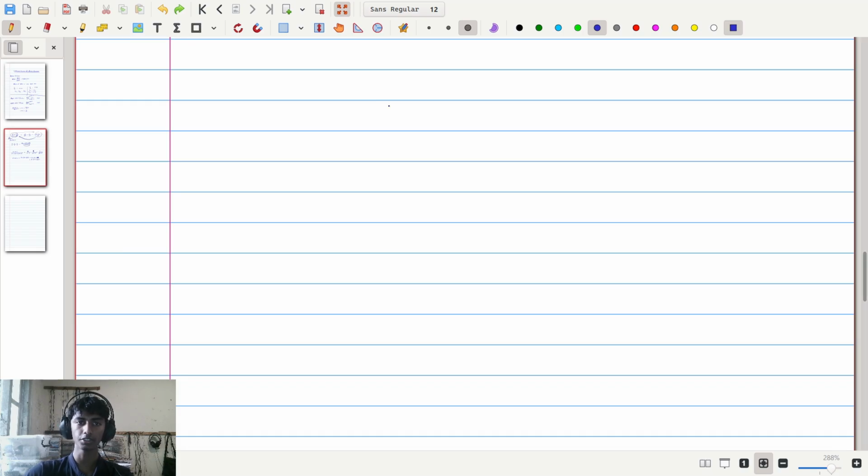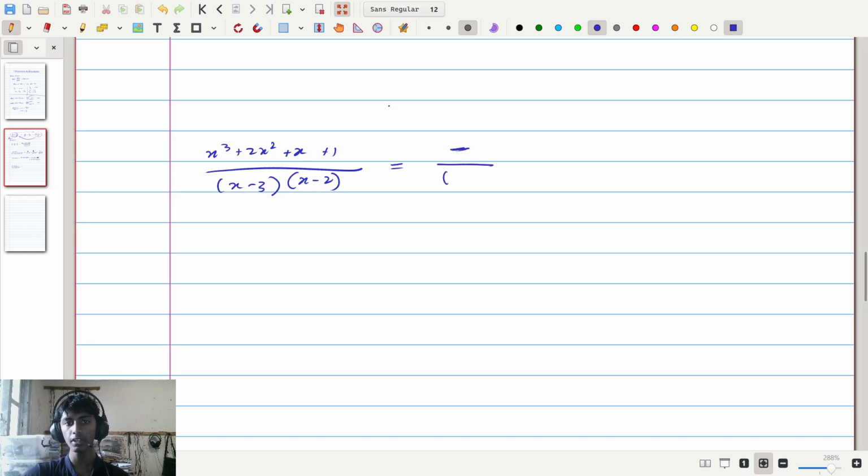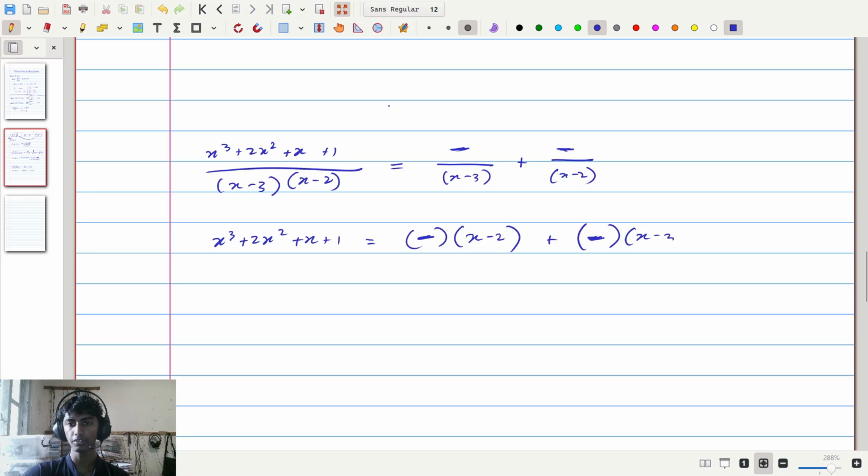Let's take a look at the improper rational function x cubed plus 2x squared plus x plus 1 divided by, let's say, x minus 3 and x minus 2. Considering this case, if this is equivalent to something divided by x minus 3 plus some other thing divided by x minus 2, we would then have something up here and something up here, and when we multiply the whole thing on the left by x minus 3 times x minus 2 and the right side also by x minus 3 times x minus 2, we would have x cubed plus 2x squared plus x plus 1 equal to some unknown thing over here times x minus 2 plus some unknown thing over here times x minus 3.